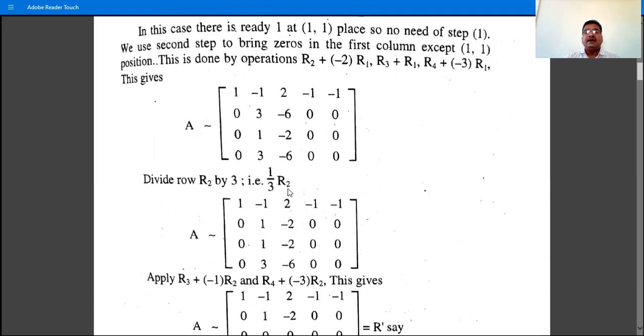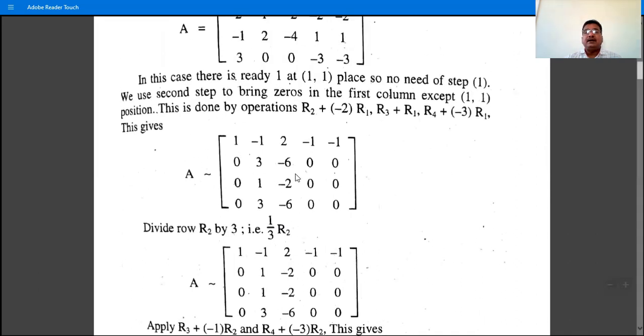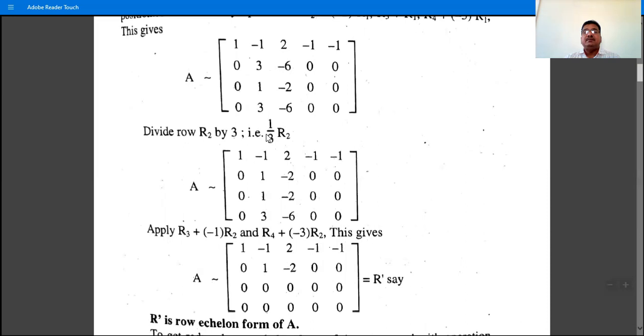So 1 by 3 R2. This is the last operation. That is, multiply the second row by 1 by 3. So this is the row transformation applied on this matrix, that is 1 by 3 R2. So multiply the second row by 1 by 3. We can multiply any row by any element, that is the element may be fractional or negative. So after multiplying by 1 by 3, we have this matrix.